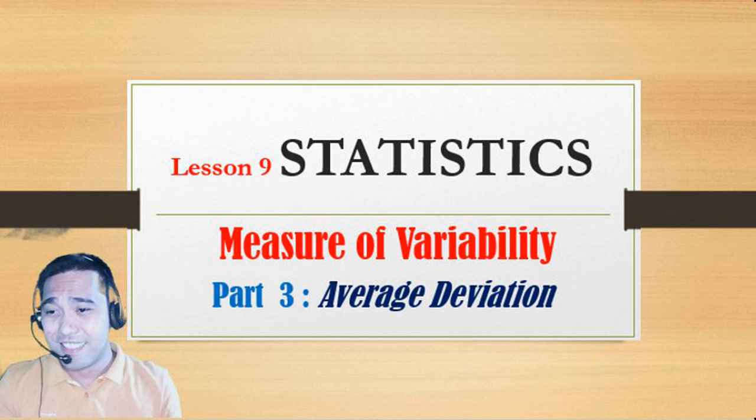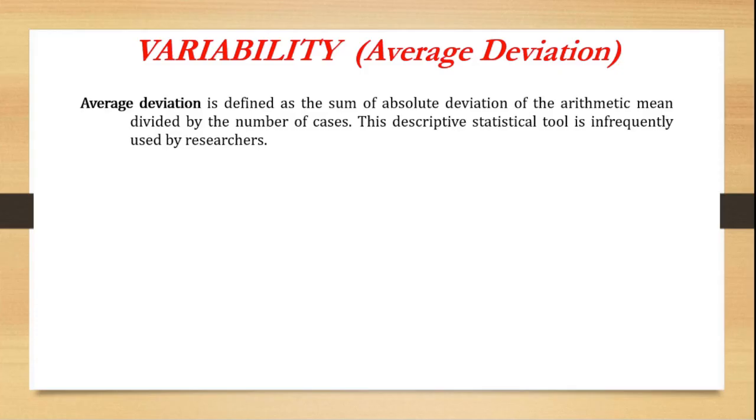This video lesson will discuss about average deviation of measure of variability. Average deviation is defined as the sum of absolute deviation of the arithmetic mean divided by the number of cases. This descriptive statistical tool is infrequently used by researchers.